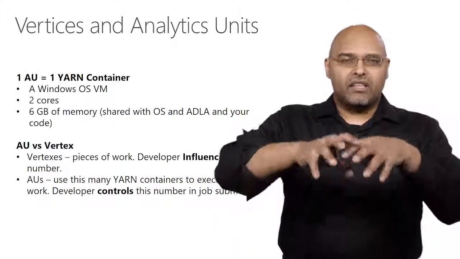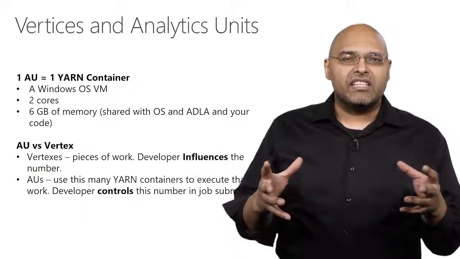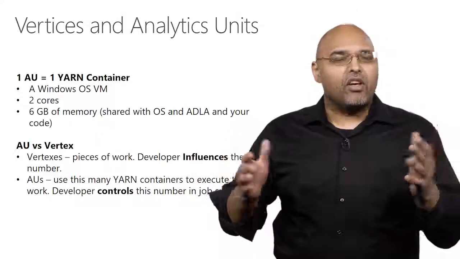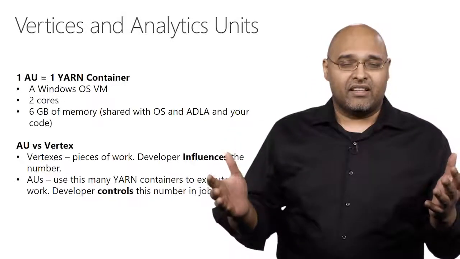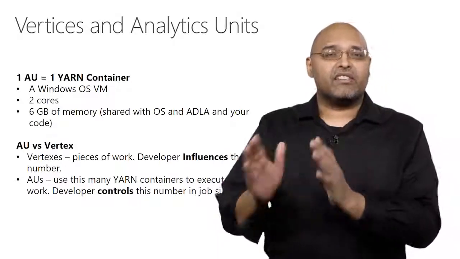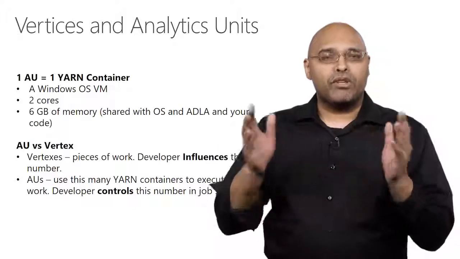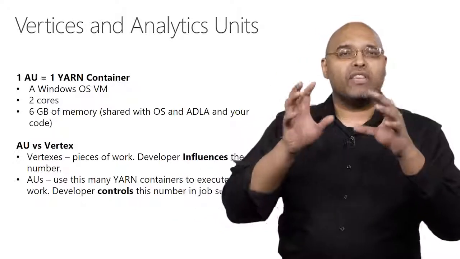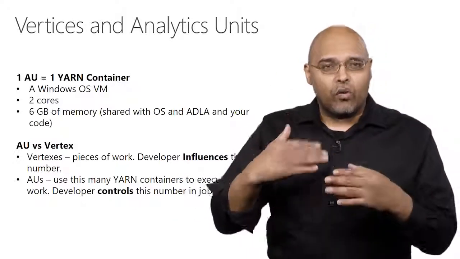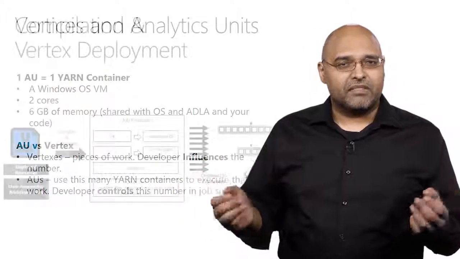The script is decomposed into vertices, which are then grouped into stages, also called super vertices. Now, a vertex is a piece of work, and an AU, or an analytics unit, is a compute resource, right? So the AUs are used to complete the work represented by the set of vertices.